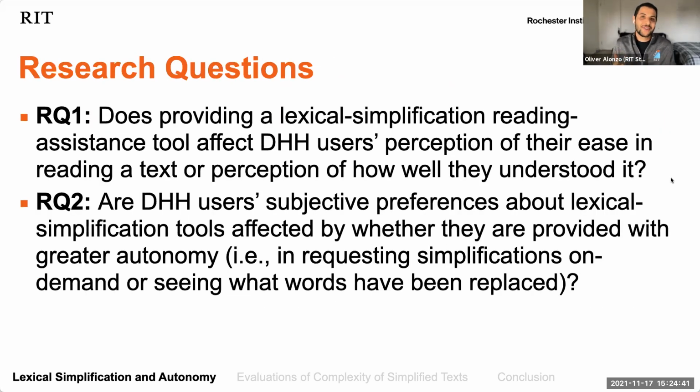And so with this motivation, the research questions that we explored in this study were first, whether providing a lexical simplification reading assistance tool affected deaf and hard of hearing users' perceptions of their ease in reading a text, or the perception of how well they had understood that text. And then the second research question, focused on autonomy, was whether deaf and hard of hearing users' subjective preferences about these lexical simplification tools were affected by whether they are provided with greater autonomy in requesting simplifications on demand, or having some visibility as to what words had been replaced.